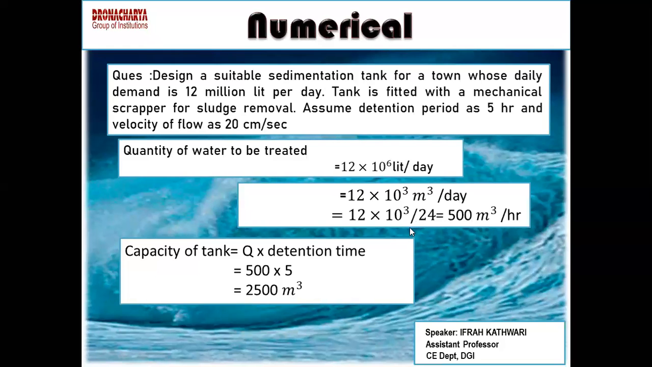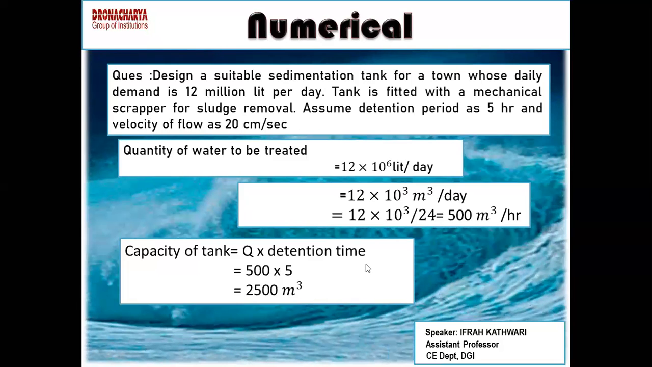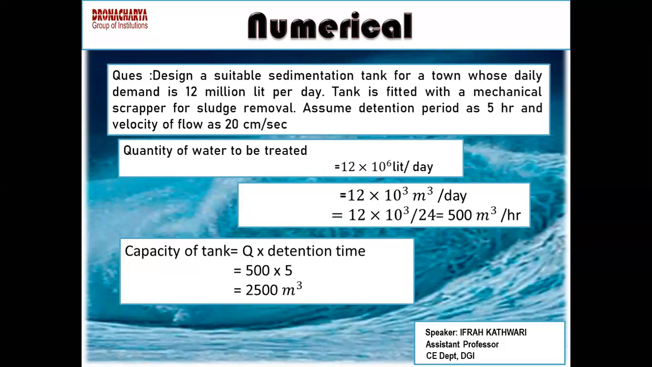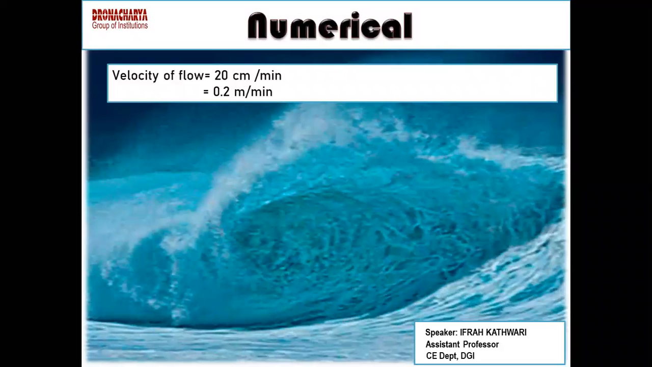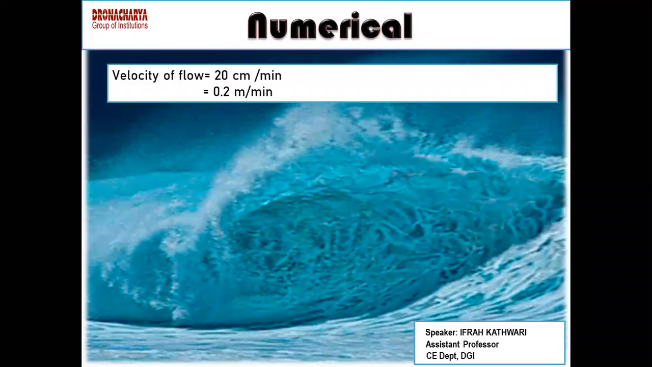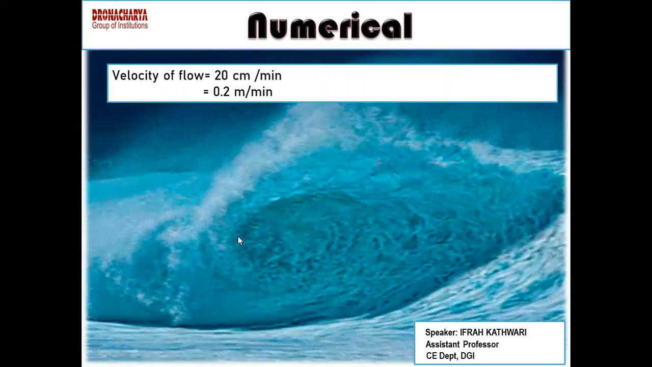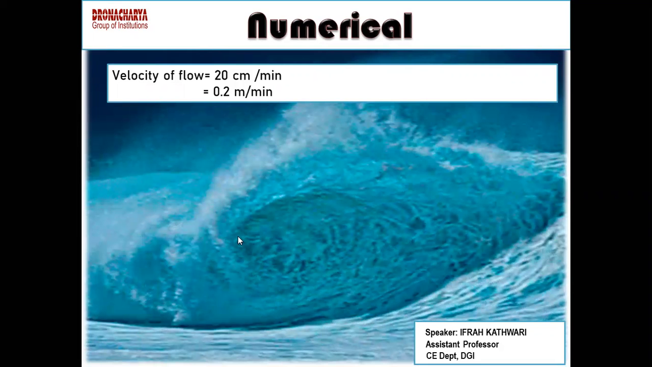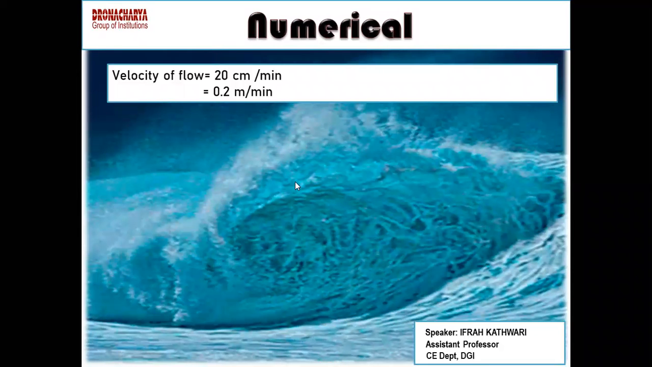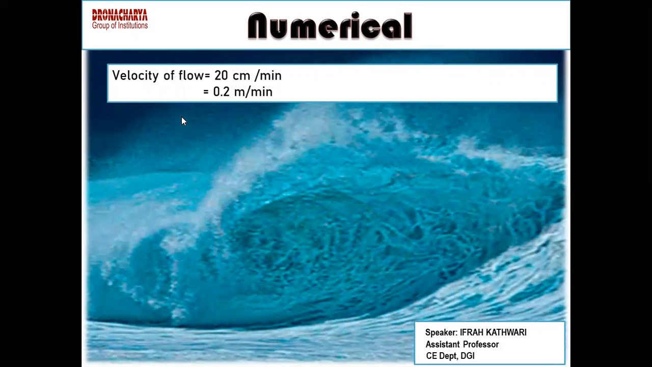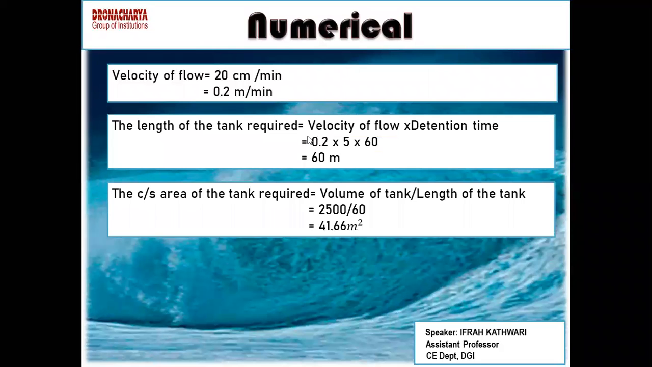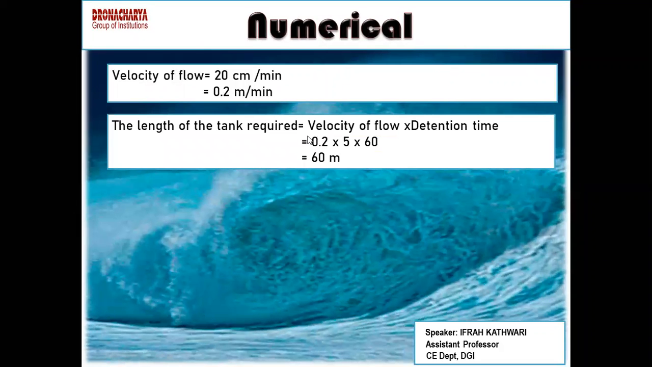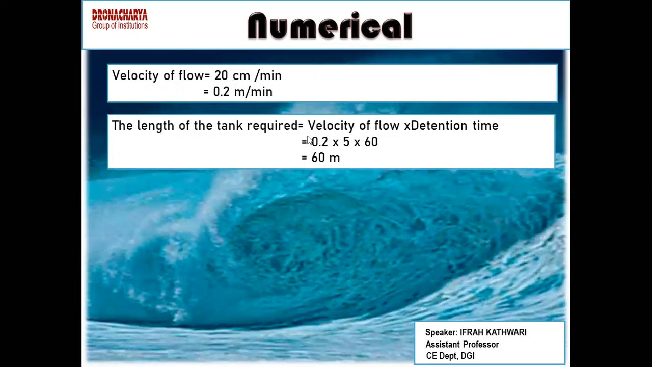Okay, so we got the capacity. Volume is given to you, and detention period is also given to you. The next thing is velocity. Velocity is already given to you, that is 20 centimeter per minute. We have changed it into meters, that is 0.2 meter per minute. So what will we do? The length of tank required, we have to find out. Length will be equal to velocity into detention time, right?